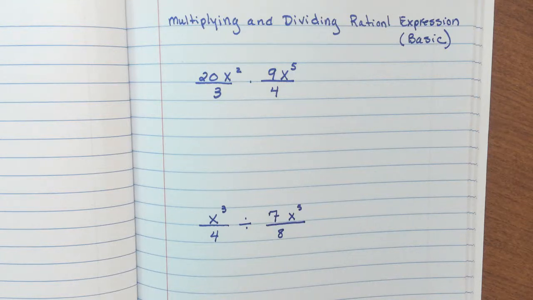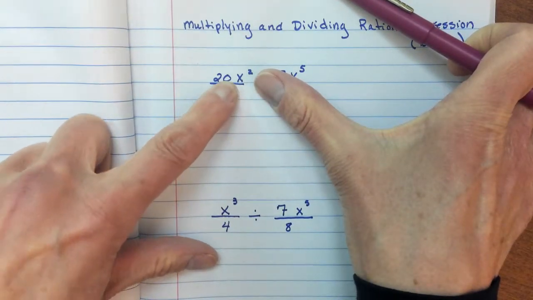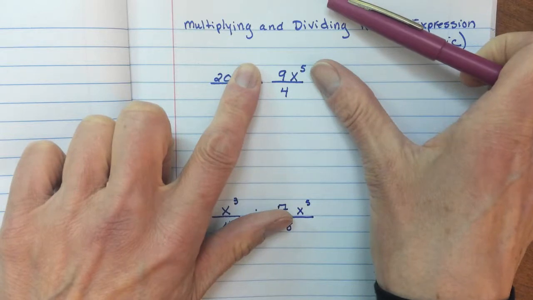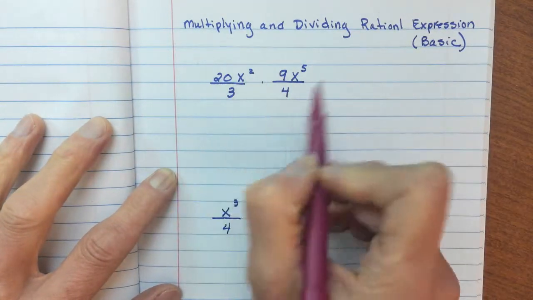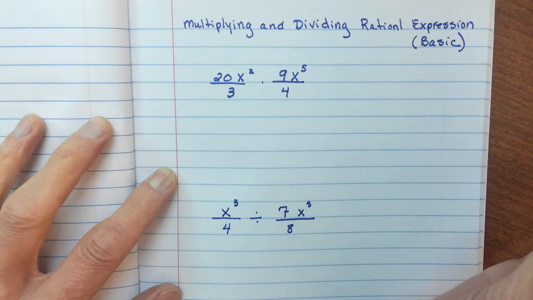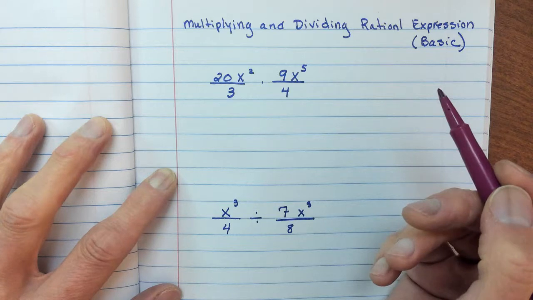We're getting ready to start multiplying and dividing rational expressions. So I wanted to start with some very simple basic expressions. So we can see here that we have 20 thirds times x squared, and then we have 9/4 times x to the fifth. So we're just multiplying everything together. There's no addition or subtraction at all anywhere in here. Everything is being multiplied together.